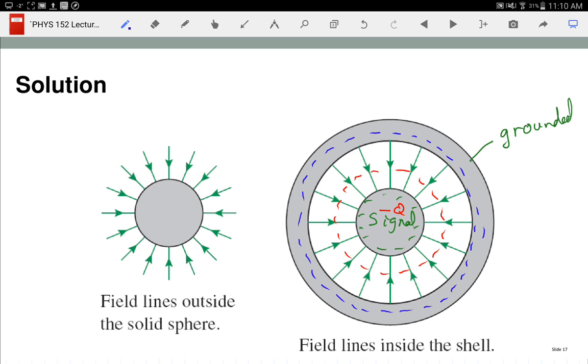But if the flux is 0, how much charge is enclosed? 0. So if there's 0 charge enclosed, and I had minus Q in the center, what does that tell me about the inside surface of this? It must be plus Q. And so you can use Gauss's law to see how the charge is distributed. In this case, I knew the electric field because I was in a conductor. So Gauss's law is extremely useful and important in electromagnetism.